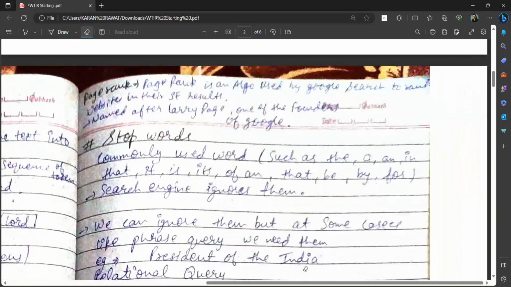Now another important term that comes here is, what is this page rank? I know that this might not be visible to you very clearly because of some reflection, but when I provide you the notes in the description, you can see them clearly. In that, this will be very clear to you. So this page rank is also a term that you should know. So what is this page rank?